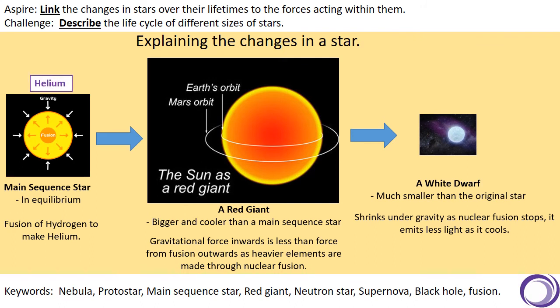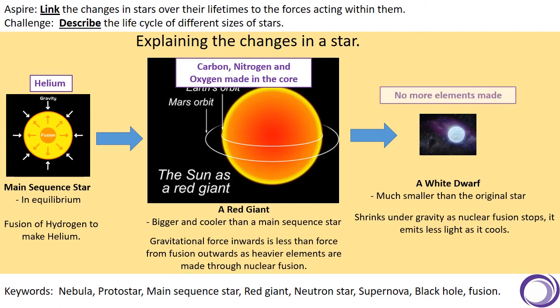So the elements then, we've got helium being made in a main sequence star. For stars like the Sun of that size, when they turn into a red giant, we get some bigger elements made, carbon, nitrogen and oxygen, but nothing heavier than that. And then in a white dwarf, we've got no more elements being made because we've got no more nuclear fusion.